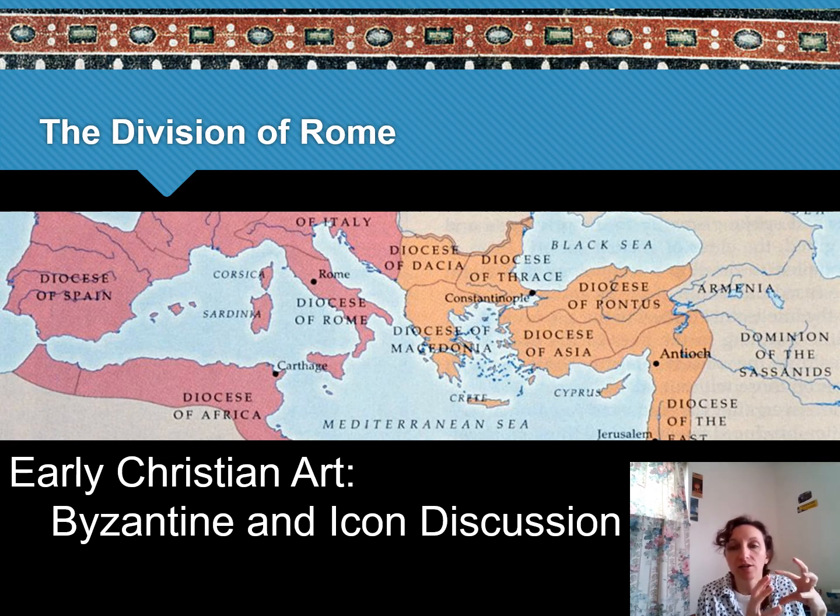This is the lecture directly after Rome, and it's talking about early Christian art, the division of Rome, and then we're going to talk about the Byzantine Empire, and we're going to have discussions about icons and their power, and that's going to link to your discussion for this week, your discussion post.